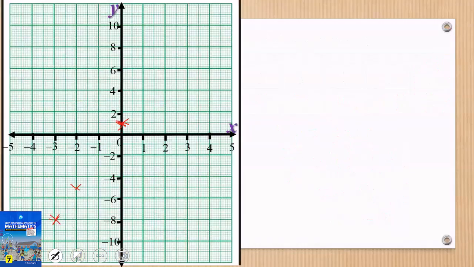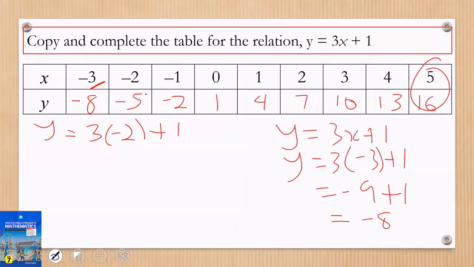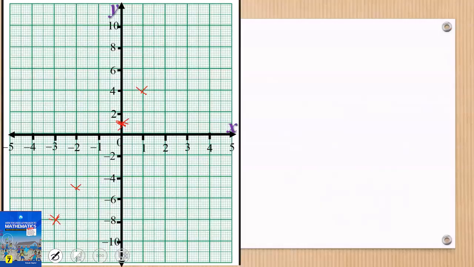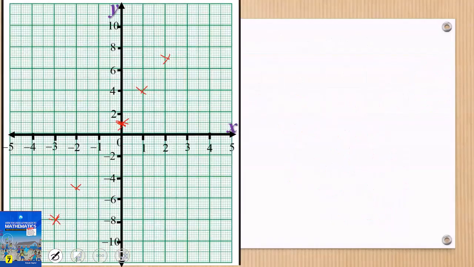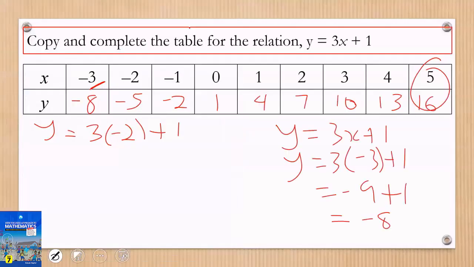So 1, 4 will be somewhere here. And then 2, 7 will be here. Okay. And then 3, 10 will be there. So I think that is okay for now. And then we can see that all the points lie on a straight line. Why? Because this is a linear function. Because of the exponent of 1, it's linear.